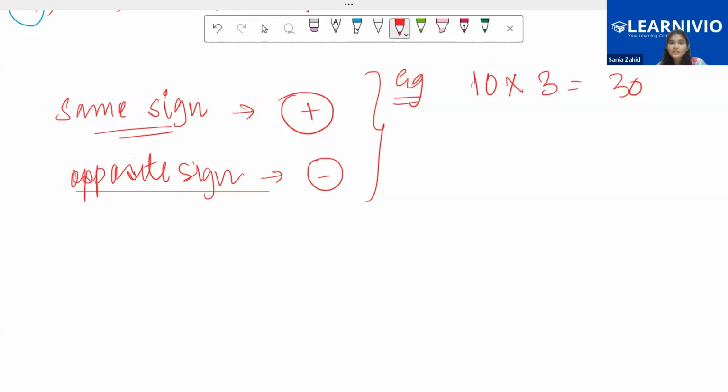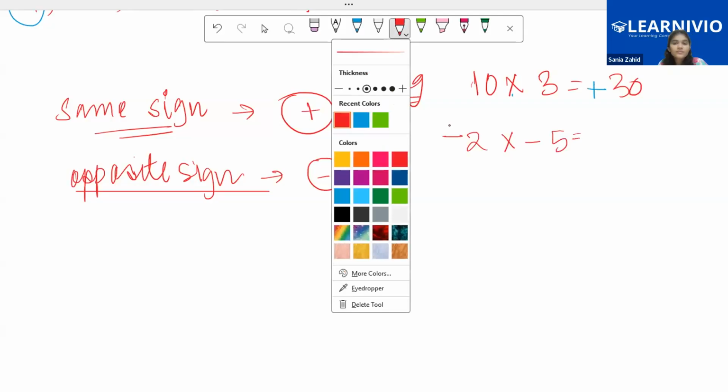You have same signs, right? So when you have same signs, you put a positive sign in your answer. So your answer is plus 30. Now let's suppose I say minus 2 multiplied with minus 5. Now what is 2 multiplied with 5?